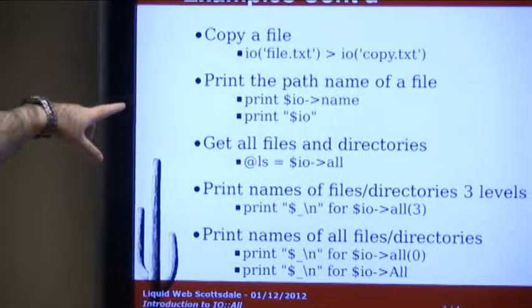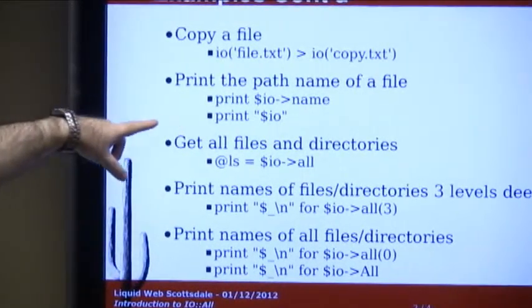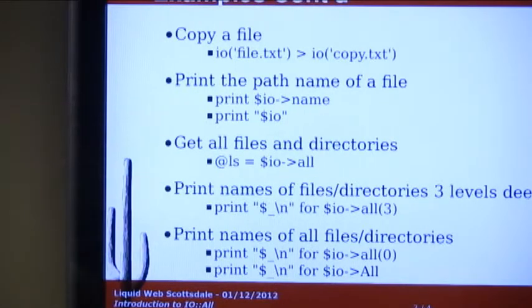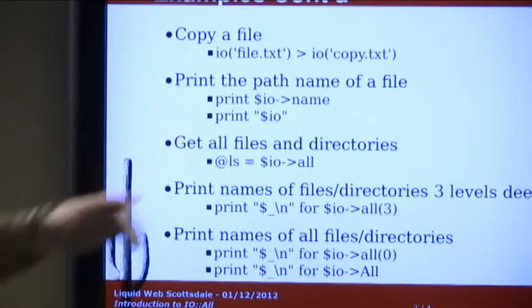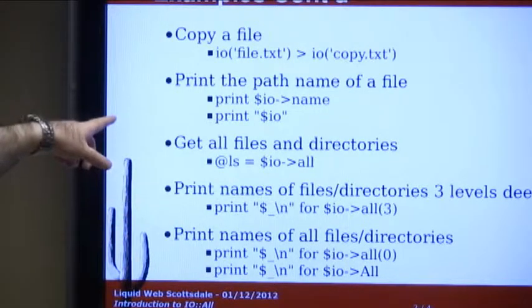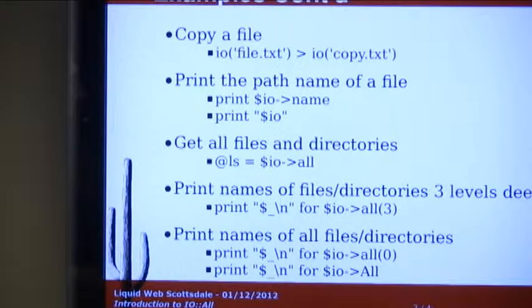You can get all kinds of metadata information off of the object. So here, if you've got an IO object and you ask it for its name, it's going to print the full path name of the file. Or, it does overloading on the double quotes, so if you just put it in double quotes, it gives you the same thing.